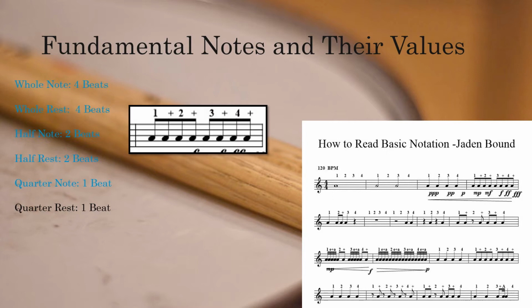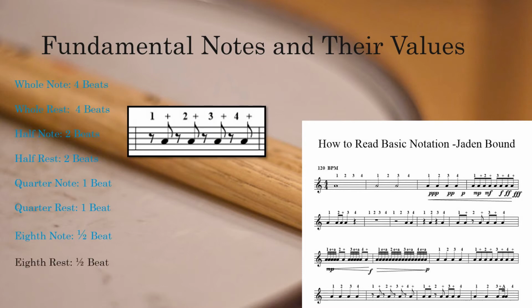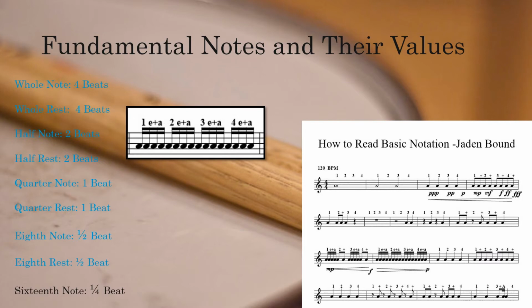Now an eighth note, that gets half a beat. That means there's 2 in 1 beat. There's 2 hits in 1 beat. So there's actually going to be 8 hits in a measure of 4 beats. That's why there's 8. It's an eighth. Now an eighth rest also gets half a beat. Now a 16th note gets 1/4 a beat. That means there's going to be 4 hits in 1 beat.